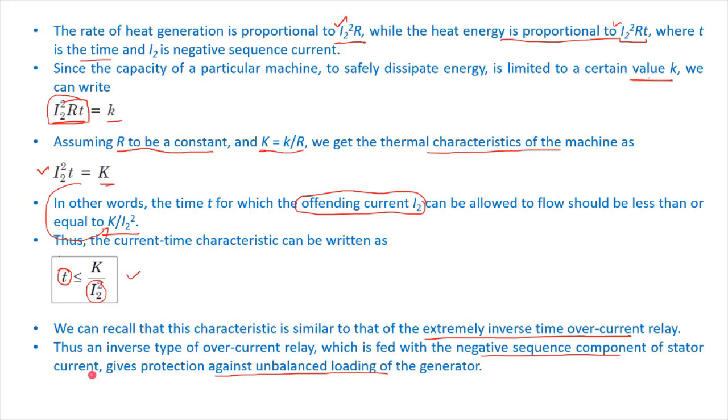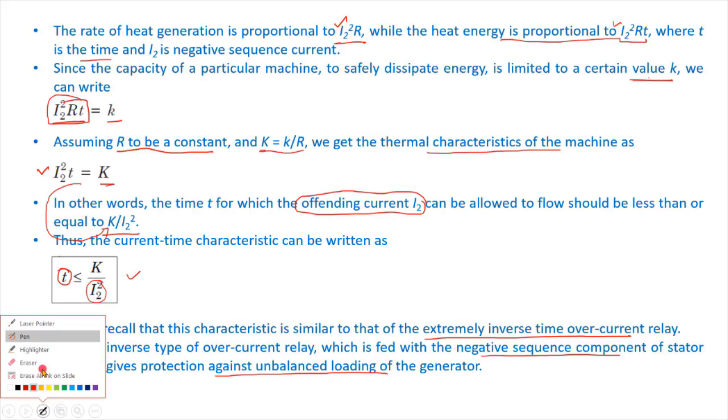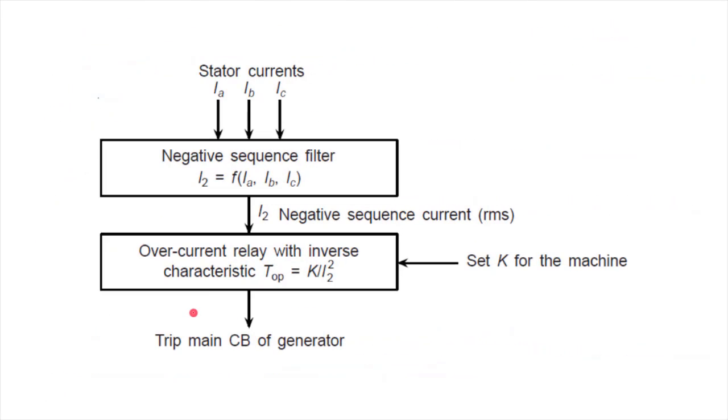Next, you can see how we can implement this. So this is the implementation structure. We are feeding the stator current, and if we have a negative sequence filter, that can compute the negative sequence component from the measured quantity. In fact we can do this numerically; if we put in a microprocessor, it is possible to calculate the negative sequence component.